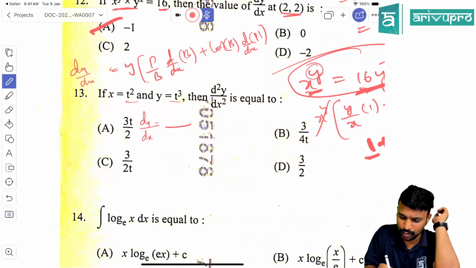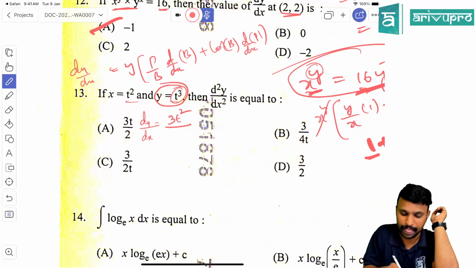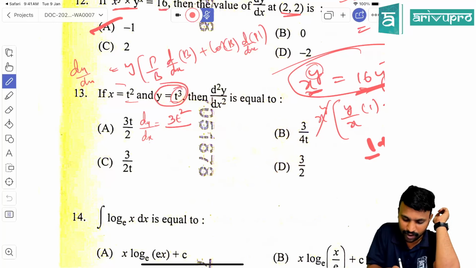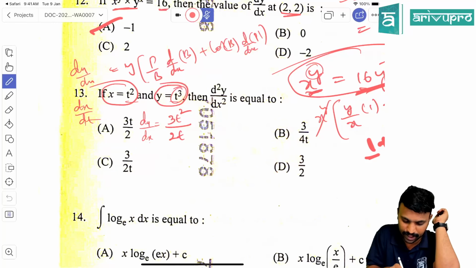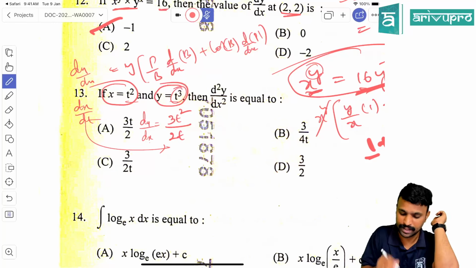So to get the numerator dy, you have to differentiate y with respect to t. That means the derivative of t cube with respect to t is 3t square. And to get dx, you have to differentiate x with respect to t. That means you get 2t. Please understand, this dx by dt is nothing but 2t. All right, this is dy by dx.